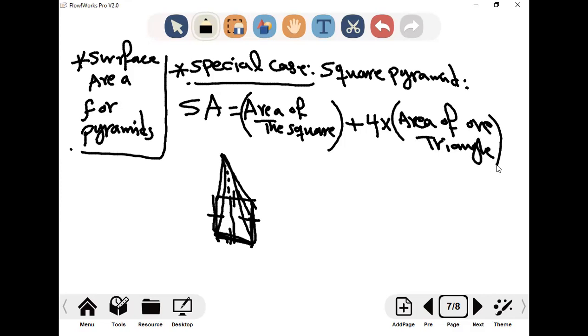So how many areas do we have here? We have 5 areas: the area of the square and 4 areas for the triangles, right? You understand it? But this applies when we have a square pyramid. If we have a rectangular pyramid, look at the rectangular pyramid. Now in the rectangular pyramid, focus please.